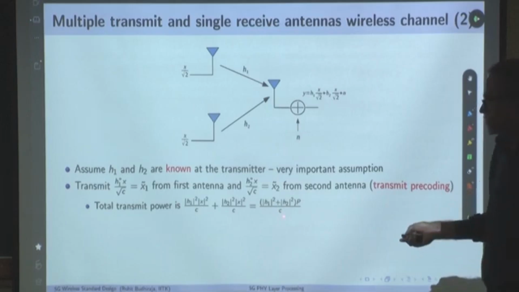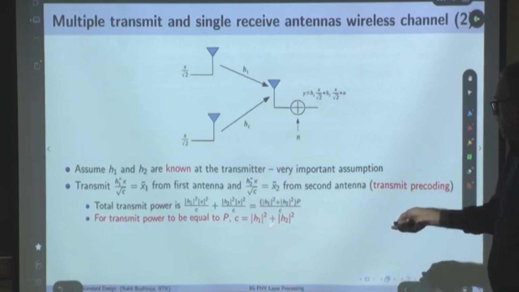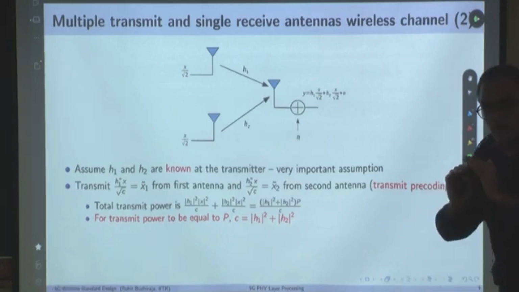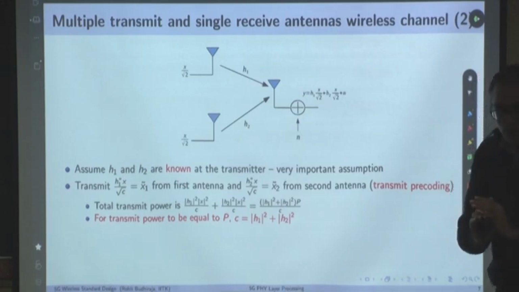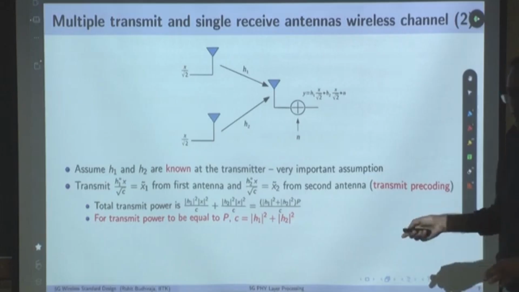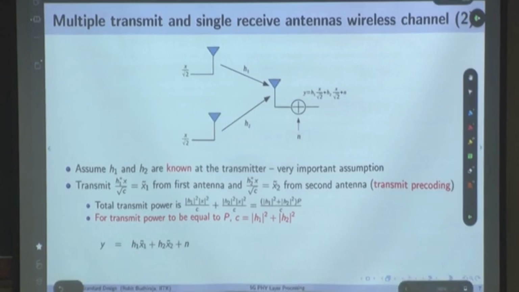What will you set c as? c should be equal to h1 square plus h2 square, so that the transmit power does not get increased or reduced. That is why this c. I am making sure that the transmit power is always P by setting this c accordingly. Very simple example. So, what happens after that?